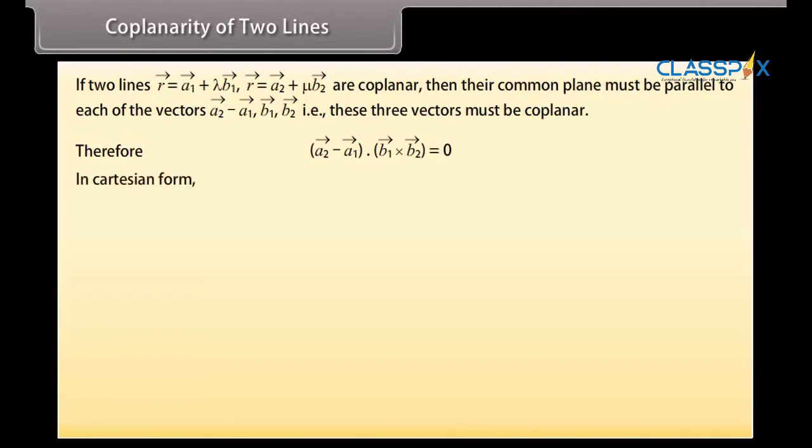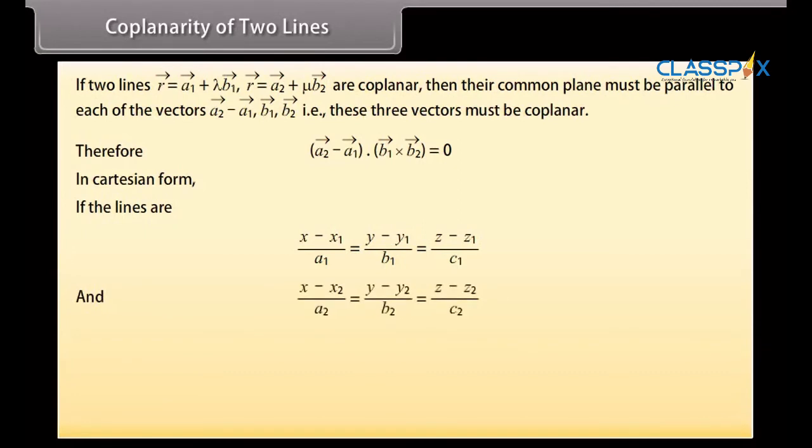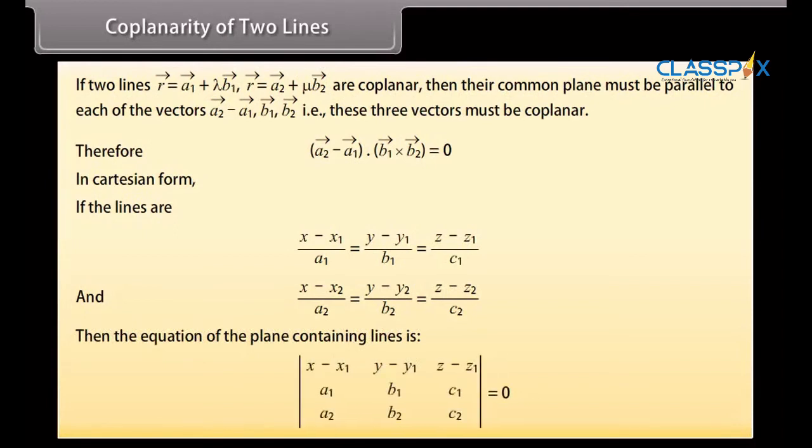In Cartesian form, if the lines are (x minus x1) by a1 equals (y minus y1) by b1 equals (z minus z1) by c1 and (x minus x2) by a2 equals (y minus y2) by b2 equals (z minus z2) by c2, then the equation of the plane containing the lines is determinant row-wise. First row: x minus x1, y minus y1, z minus z1. Second row: a1, b1, c1. Third row: a2, b2, c2, equals 0.